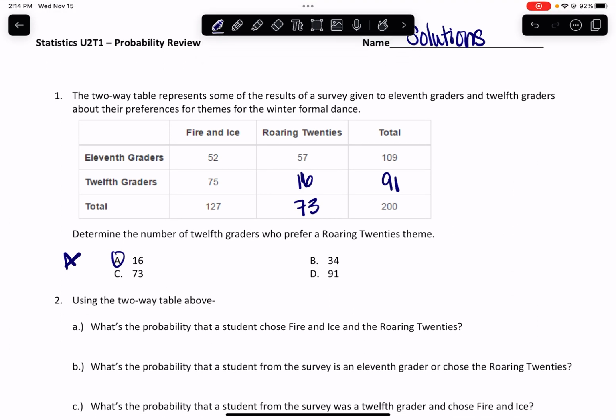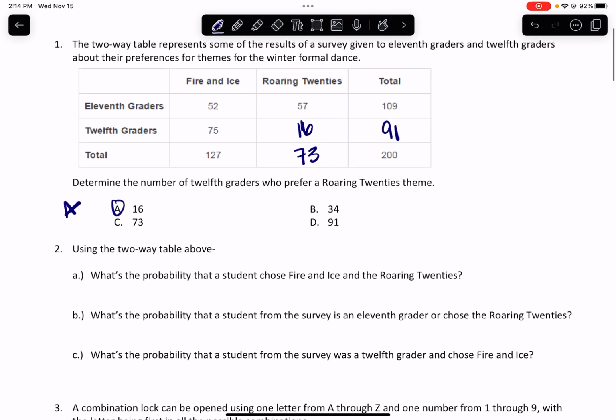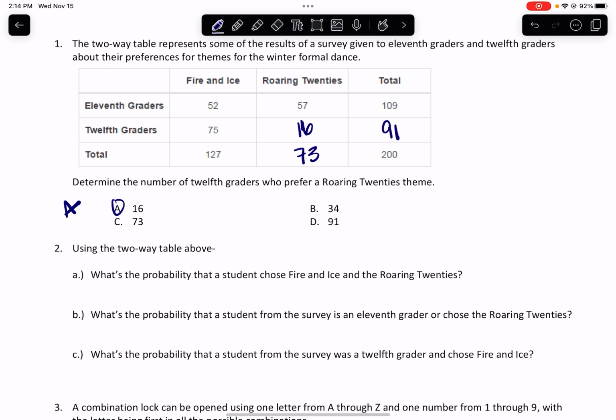Looking at our table above, what's the probability that a student can choose fire and ice and the roaring 20s? Well, you can't choose both. So that is a none because you cannot choose both themes. They are disjoint, or if you want to say the themes themselves are disjoint or mutually exclusive.